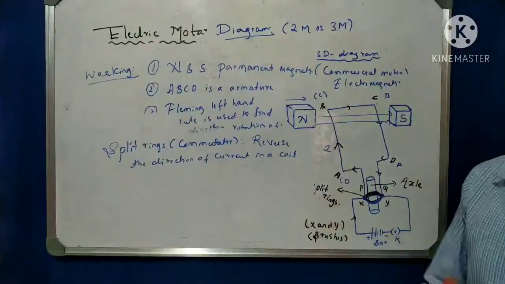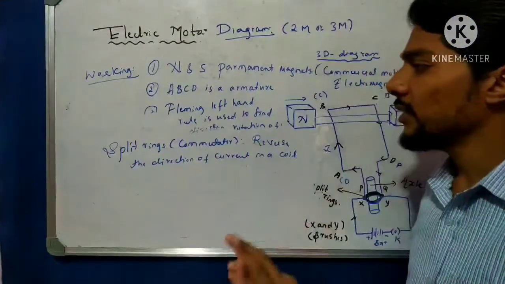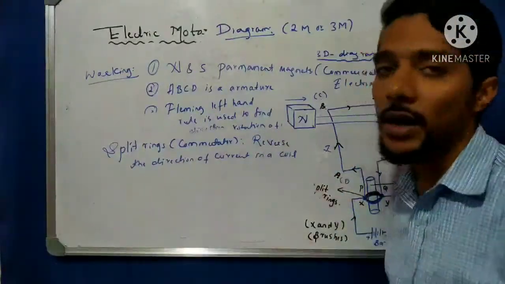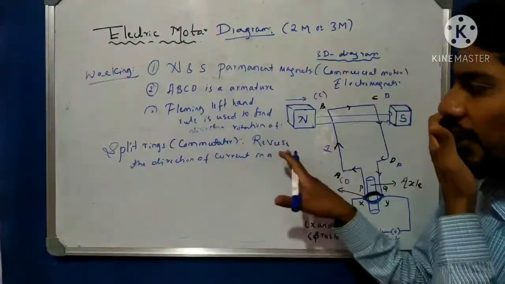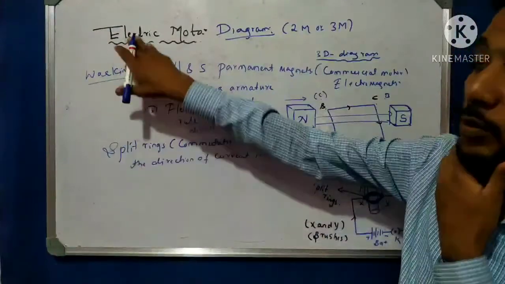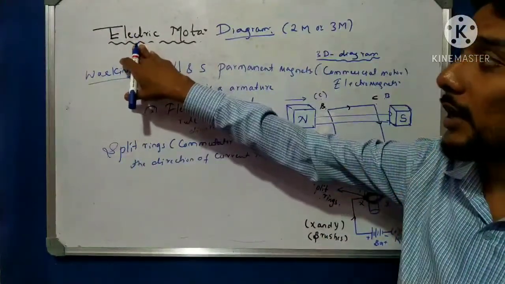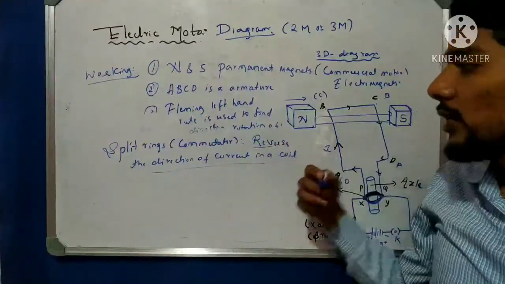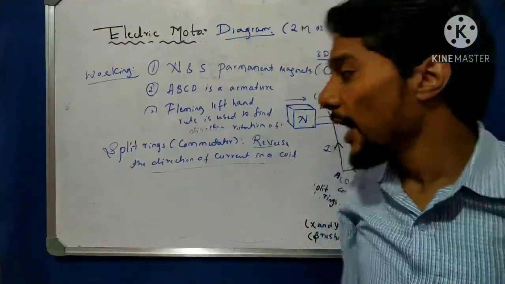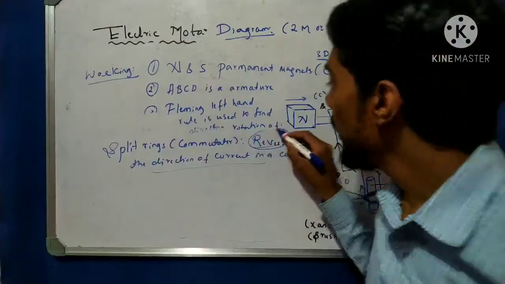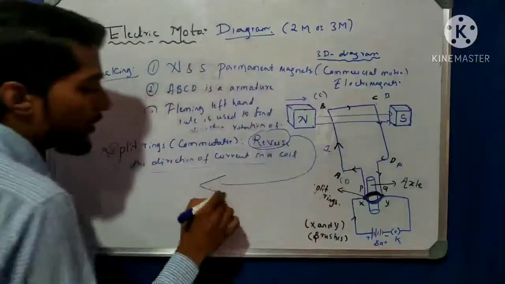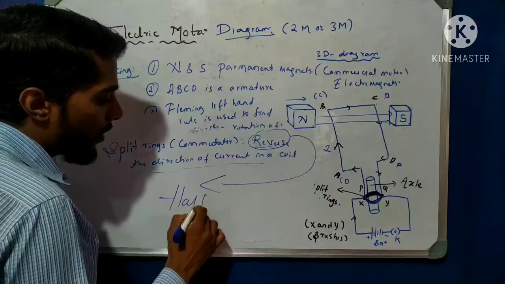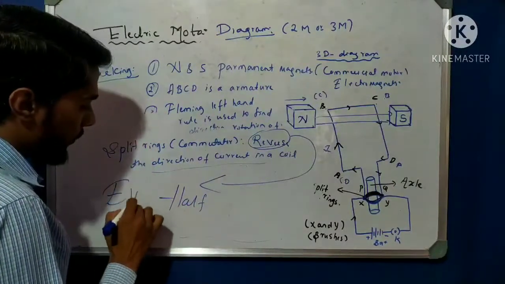Split rings, you can write as a sentence: split rings is a device which is used to reverse the direction of current in a coil. So that is your sentence. Simple, right? Remember split rings in an electric motor reverse the direction of current. And when the current is reversed, that is important, it is every half rotation.